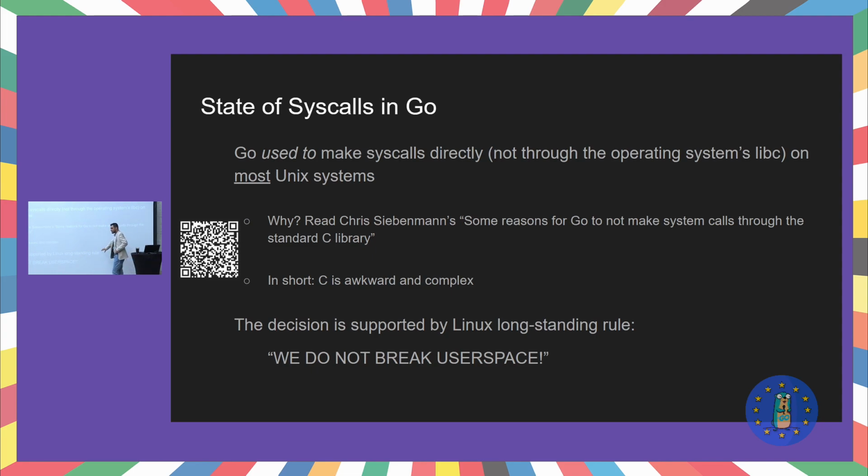And this was supported by, I'm not going to quote Linus Torvalds directly because his language is not suitable, but there's this big rule: we do not break user space. And user space to the Linux kernel is the syscall interface. Linux provides stable ABIs, not APIs, but ABIs, application binary interfaces, which means the syscall number is not going to change across versions.